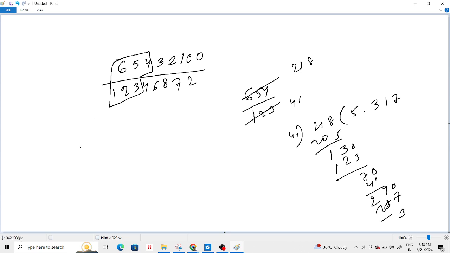I am getting 5.37, but I did one manipulation. What did I do? I added these two zeros over here. Now see, at the top there was a 6-digit number, and at the denominator there was an 8-digit number. So ideally this should be less than 1. Because of this, what will happen? This point will come 2 places in front.